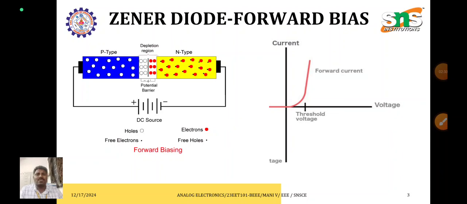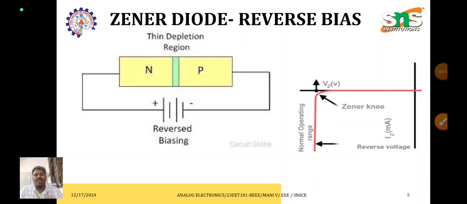During this process, the depletion layer slowly decreases as the supply voltage increases. Once the supply voltage reaches 0.3 volts for germanium or 0.7 volts for silicon, the full barrier potential is eliminated, and then the current suddenly increases to the maximum value. After that, if you increase the voltage slightly, there will be a huge change in current. So this is the forward bias. This is the threshold voltage, or it may be known as the knee voltage, which is similar to the ordinary diode.